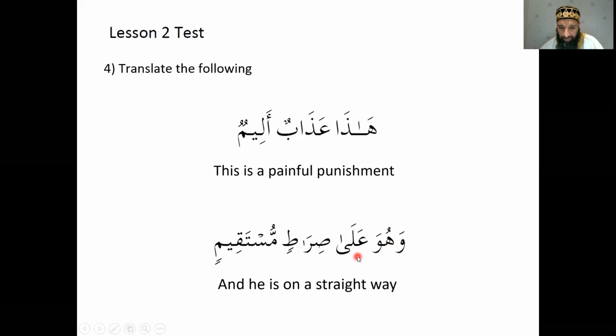Ala means on. So the question was in the test, is it the straight path or a straight path? And the answer is a straight path because siratin means a path. As-sirati, that was the path. But this one says siratin, so a path, mustaqimin, straight. Any questions? Maybe send me a message.